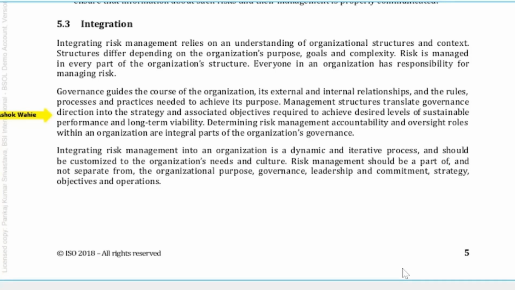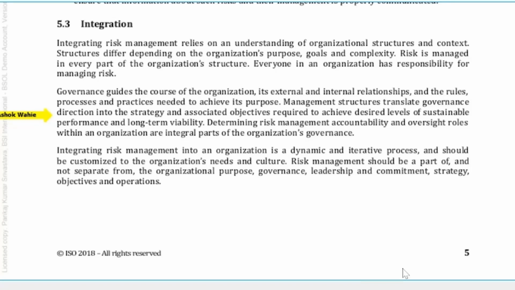From the strategy, I derive objectives. To achieve strategy number one, the first objectives will be A, B, C, D, E. So, governance gives the direction, management translates the direction into strategy. From the strategy, we derive the objectives required to achieve the desired level of performance and have long term viability. Now, determining risk management, accountability, and oversight roles are an integral part of governance.